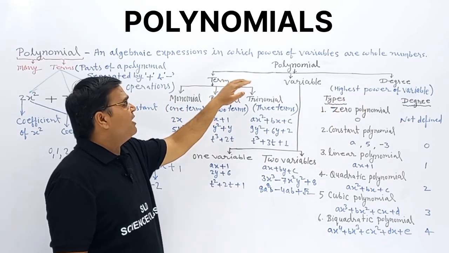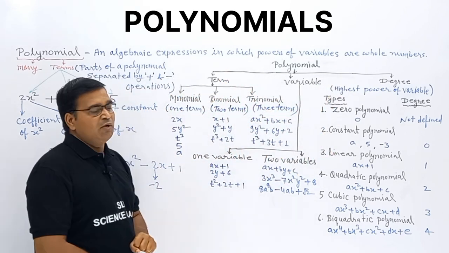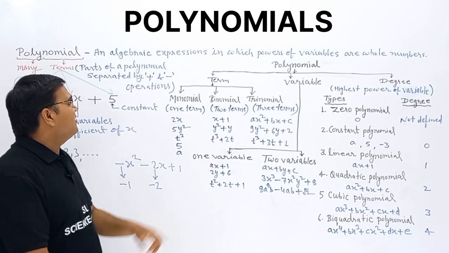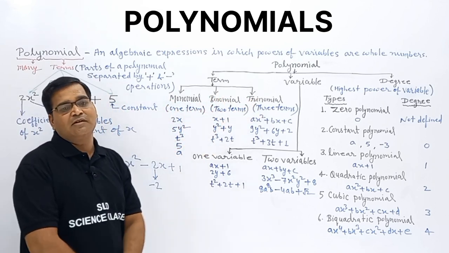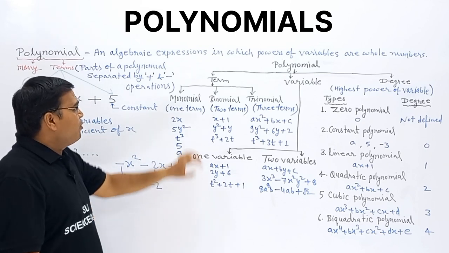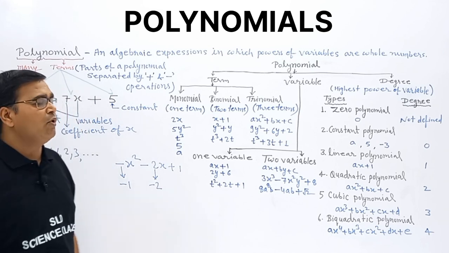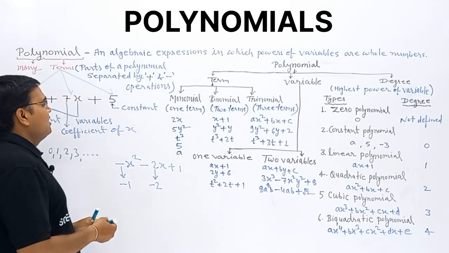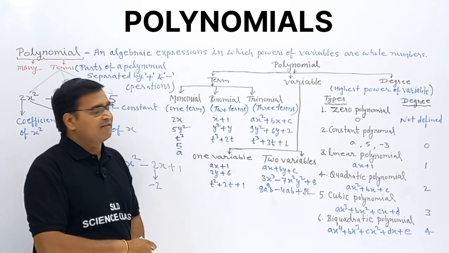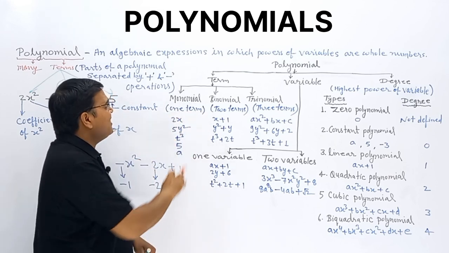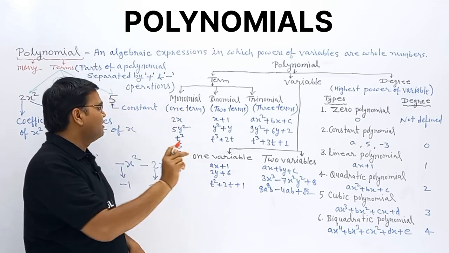So I am discussing polynomials in three ways. On the basis of terms, we have three types. First one is monomial, second one is binomial, third one is trinomial. In monomials, we have only a single term. Like this, if we have these, these are all polynomials. But what sort of polynomials? Monomials. Why? Because they all have only one term.